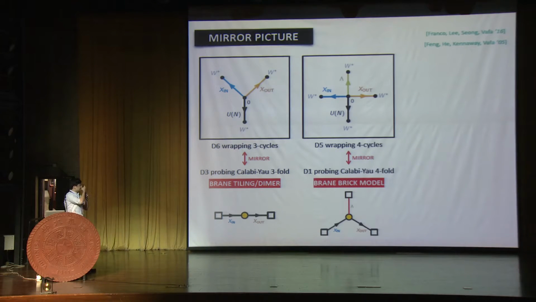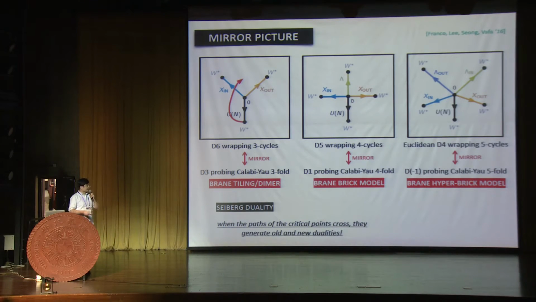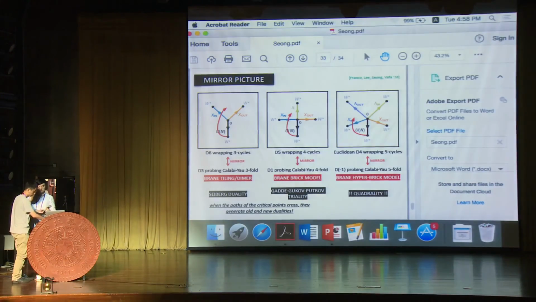In terms of the mirror picture, there is a natural generalization or sequence of this analogy. One can also think about Euclidean D4 branes wrapping 5-cycles that describe what we call a brane hyperbolic model that corresponds to a 0-dimensional matrix model that lives on a D(-1) brane probing a Calabi-Yau 5-fold. In fact, these critical points on the W plane and the cycles can move into each other, forming dualities between theories. So we want to talk about this later. Thank you.